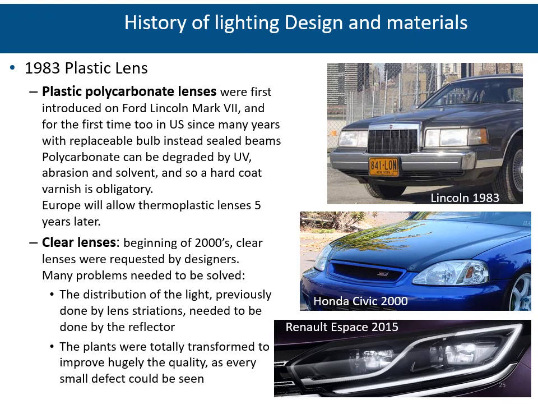At the beginning of the 2000s appeared the clear lenses. That was another very important evolution because we had to solve many problems, particularly an optical problem. All the distribution of light has to be done by the reflector, and so we needed a specific optical definition for the reflector. And the second very important issue was industrial, because all the plants needed to be transformed to improve the quality, to avoid any defects on the reflector and on the lens, to have a perfect product for the perceived quality.